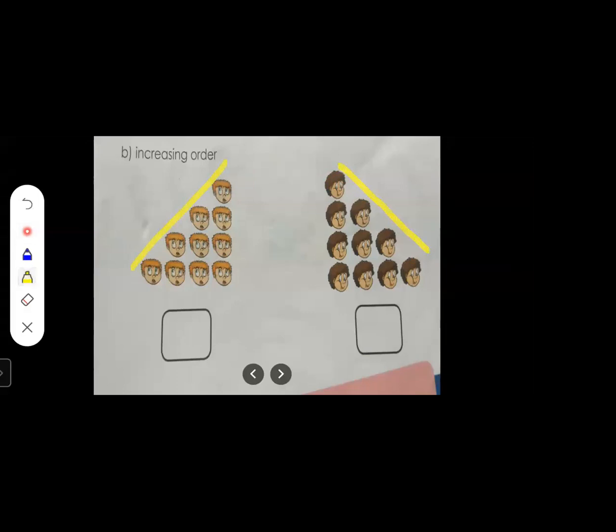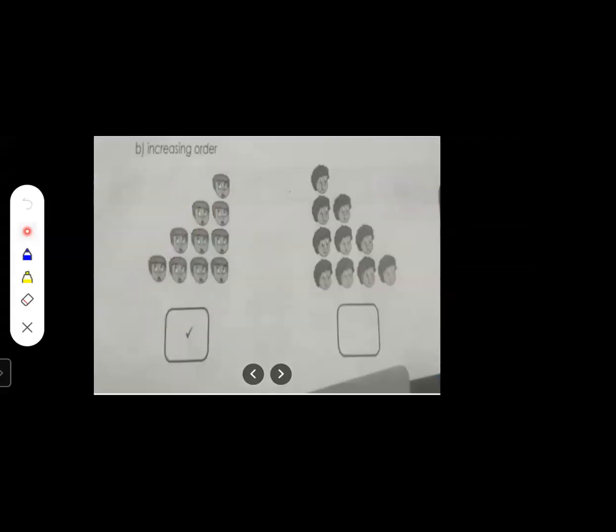What I have told you? Smaller to bigger or bigger to smaller? Smaller to bigger. See, 1, then 2, then 3, then 4. Smaller number to bigger number means increasing order. So we are going to take this one. This is increasing order. Okay. So see over here.